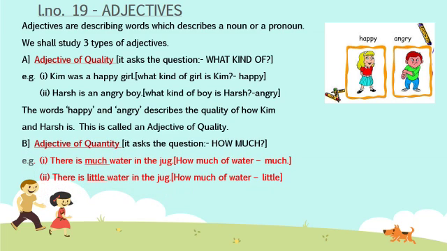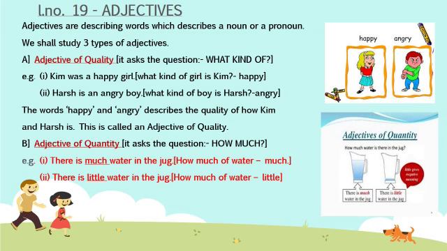Now the second one is adjective of quantity. Adjective of quantity means it describes the quantity in any of the containers or wherever it is. For example, there is much water in the jug. Or the second sentence can be, there is little water in the jug. So you have to ask the question, how much? When you're asking the question, how much, it describes and tells you what is the quantity. When you have a look at this picture, you can clearly come to know what I am talking about. How much water is there in the jug?